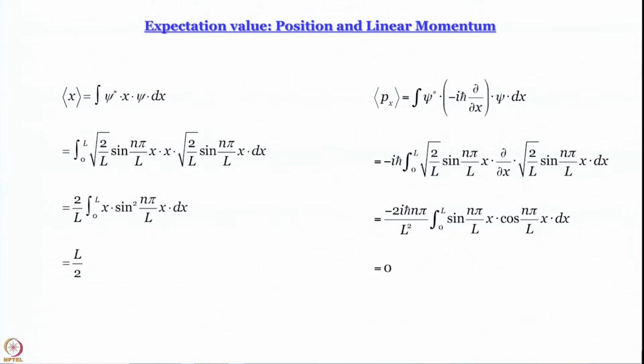The average value of linear momentum is 0. Does it mean that the particle is not moving? Not really. What it means is that the probability of the particle moving towards the positive x direction is exactly equal to that of the particle moving in the negative x direction. So, the average value of momentum is 0.